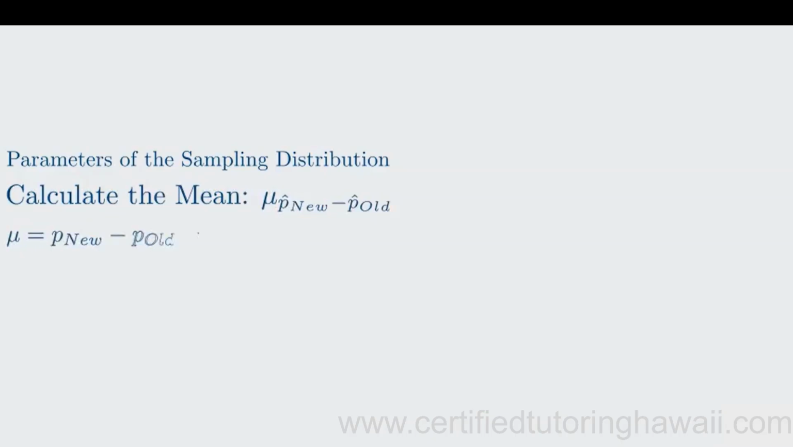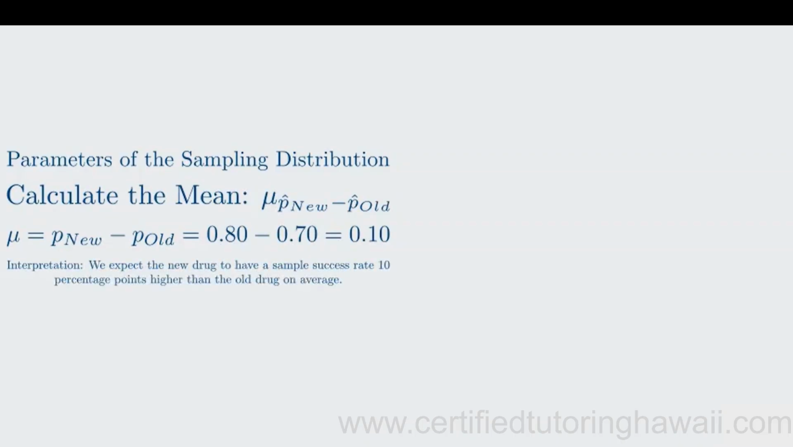Now that we've cleared the conditions for our headache medication experiment, let's find the parameters of this specific sampling distribution. We start with the mean. The mean of the sampling distribution is 0.80 minus 0.70, which equals 0.10. This tells us the center of our normal model. We expect the new drug to have a sample success rate 10 percentage points higher than the old drug on average. Now, let's determine the spread using the standard deviation formula.